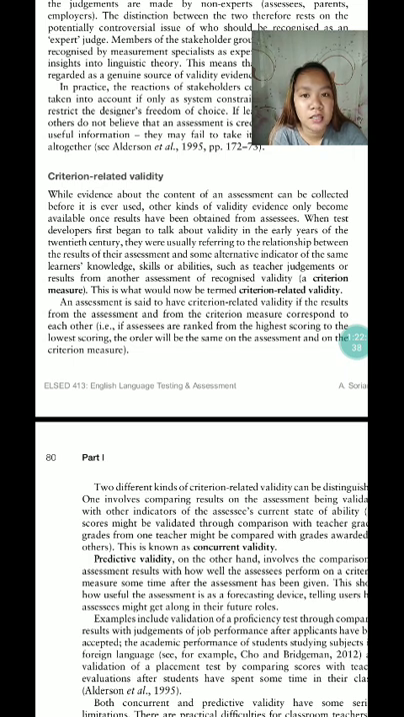These alternatives act as a criterion measure. This is what would have been termed criterion-related validity. An assessment is said to have criterion-related validity if the results from the assessment and from the criterion measures correspond to each other. If assessees are ranked from the highest scoring to the lowest scoring, the order will be the same on the assessment and on the criterion measures.